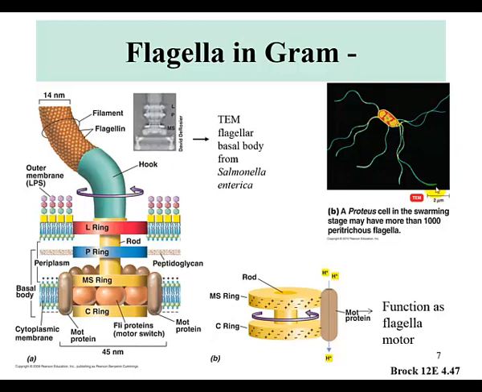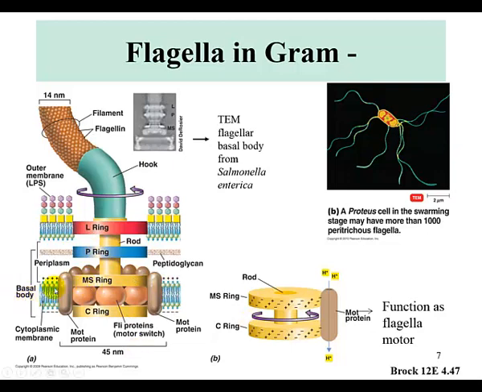A flagellum has three basic parts. The long outermost region, called the filament, which is made of individual flagellin proteins. The filament is attached to a slightly wider hook. The third part is the basal body, which anchors the flagellum to the cell wall and plasma membrane.